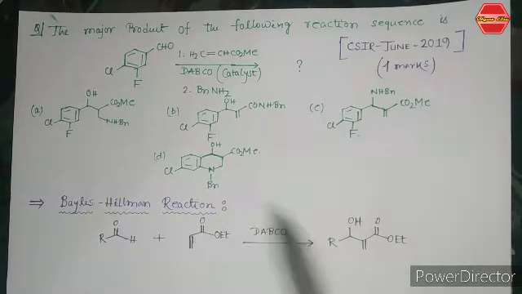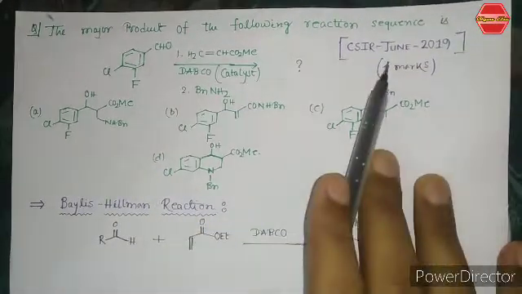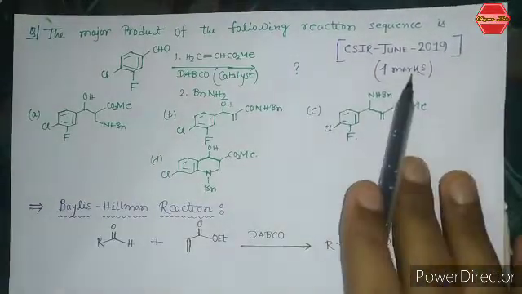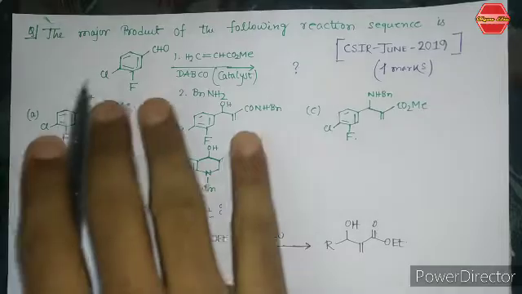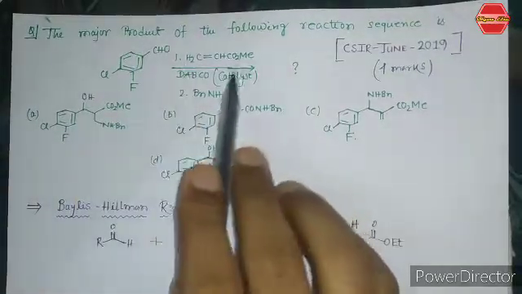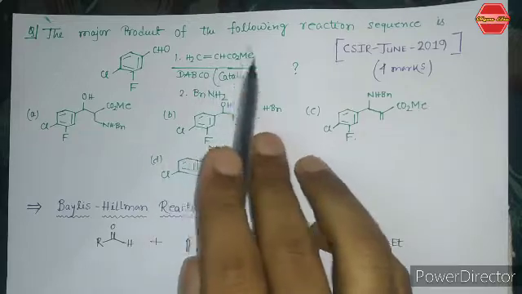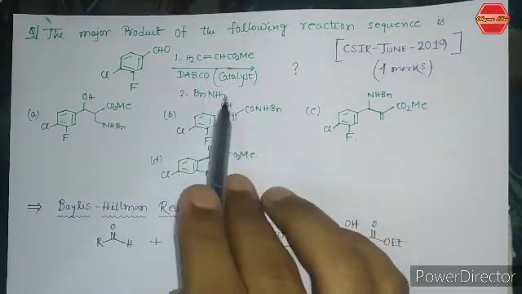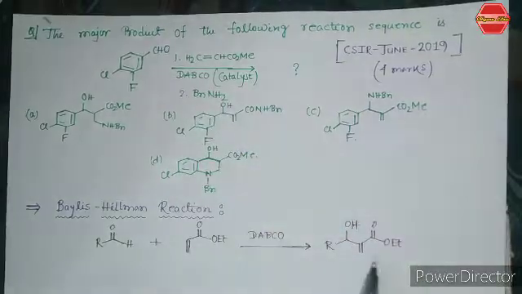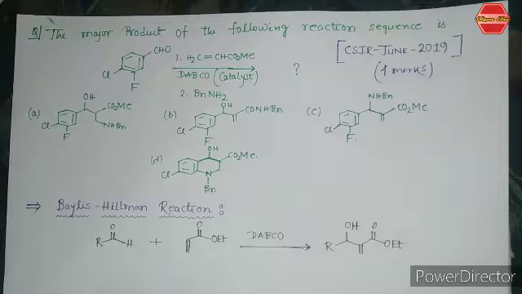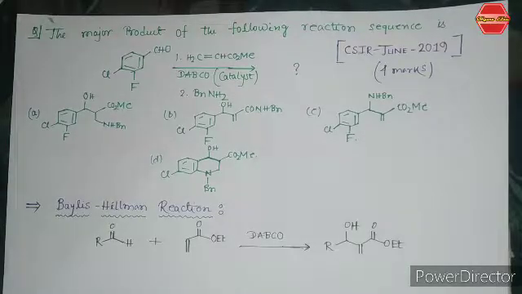Now here I am taking a question. The question was asked in CSIR June 2019 for 4 marks. The question is given: you have a substrate, a kind of aldehyde, and a methyl acrylate derivative, with DABCO and PNNH2, where PN is just a benzyl group. To solve this question, you have to know an important name reaction, that is the Baylis-Hillman reaction.